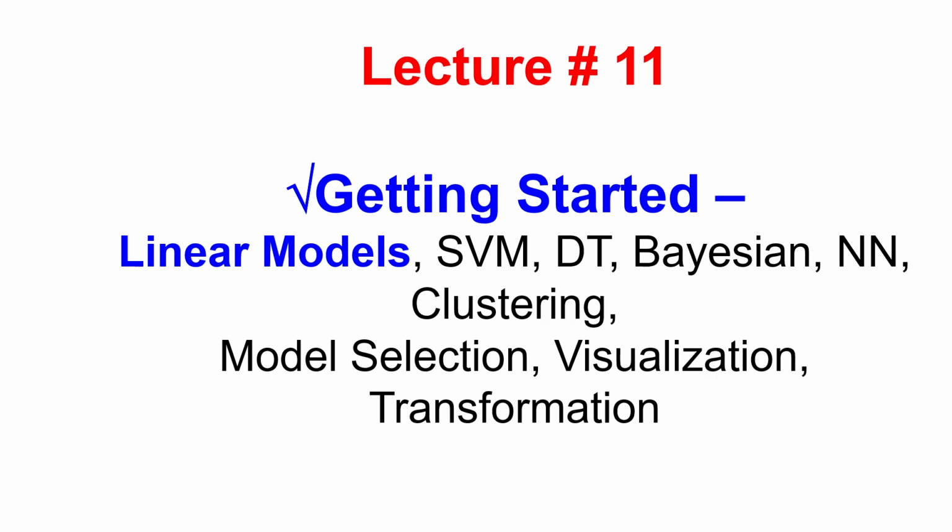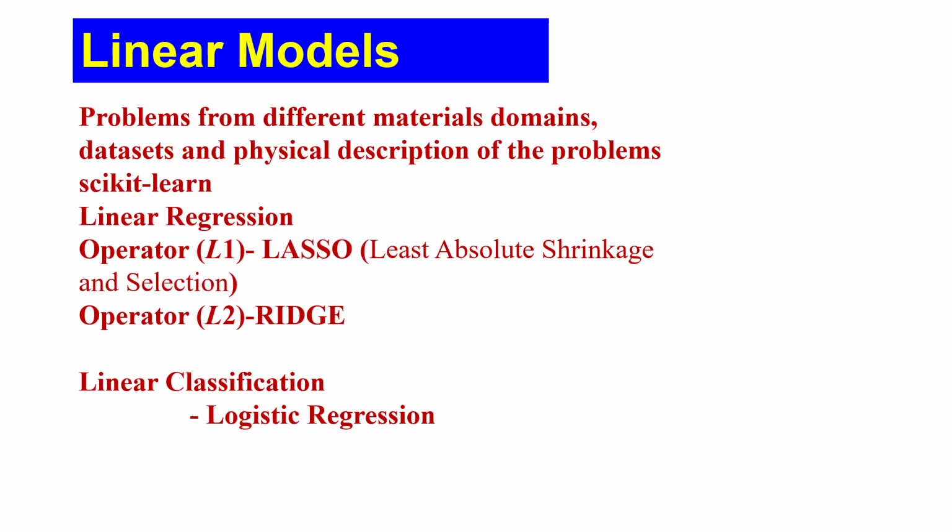So, let me get back to what we were discussing. In this, we are going to talk firstly about linear models. Okay. And as I told you, the linear model is what we are going to discuss. Before we discuss the linear model, this is how we are going to proceed. First, we will take some problems from different materials domains, data sets basically, maybe physically describe the model, and then we will talk a little bit about the scikit-learn process, which you require for Python-based modeling.